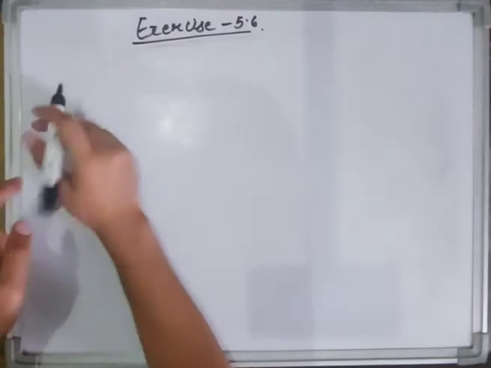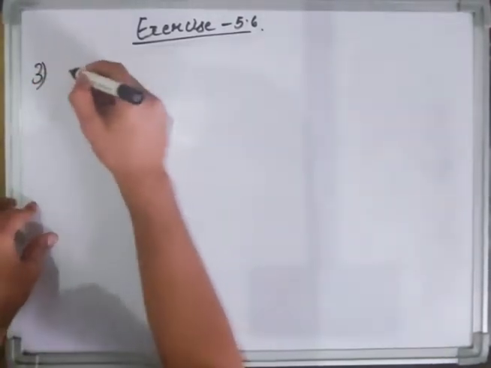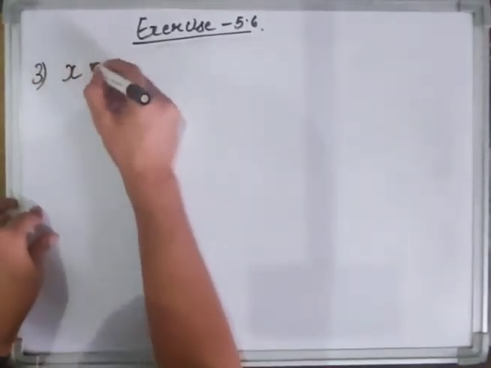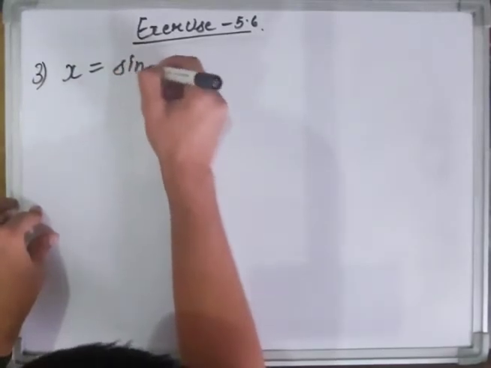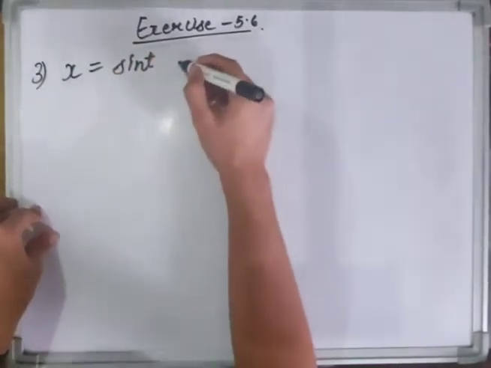Here comes our third question, which is x equals sin t and y equals cos 2t.